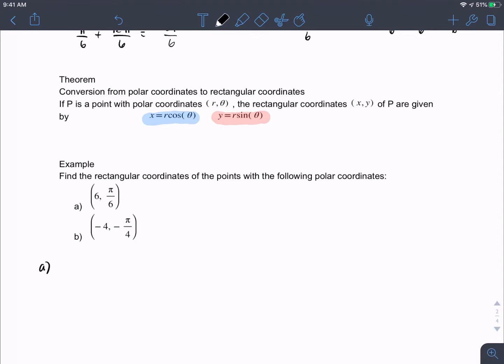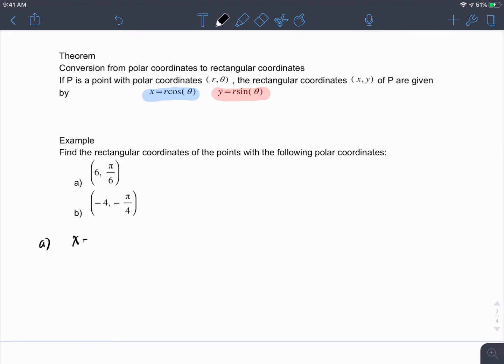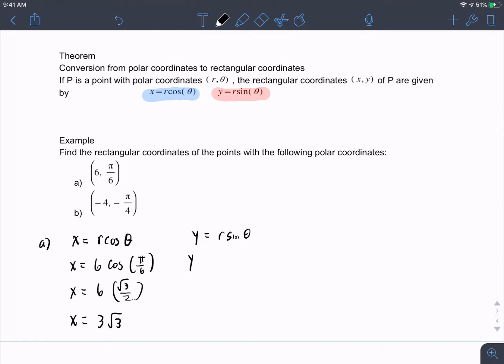For A here, I'm going to get x is equal to r cosine theta, right? And so I know that my r in A is 6. So I'm going to get 6 cosine, and then my angle is pi over 6. And so x is going to be equal to 6 times radical 3 over 2, because we have our unit circle notes, and that'll be 3 radical 3. For our y, we're going to go r sine theta, and we're going to use that same information. Again, the radius is 6. The radians is pi over 6. That's going to be 6 times 1/2, or y is equal to 3. And so our rectangular coordinates for this are going to be 3 radical 3 comma 3. That's the answer for part A.